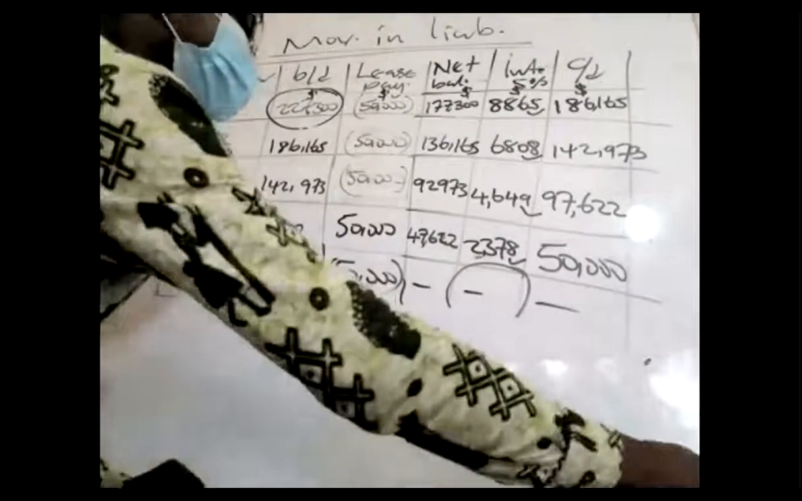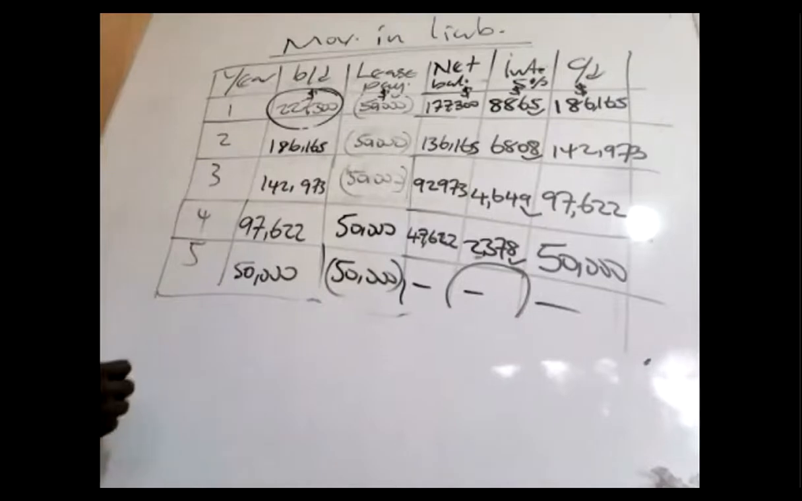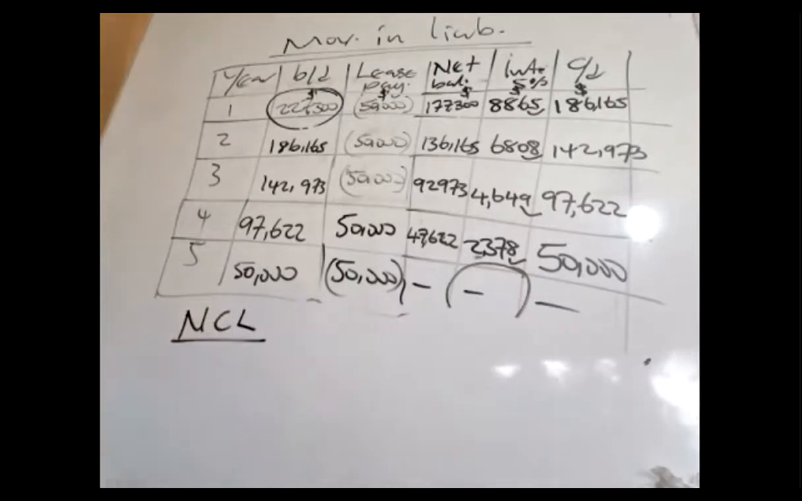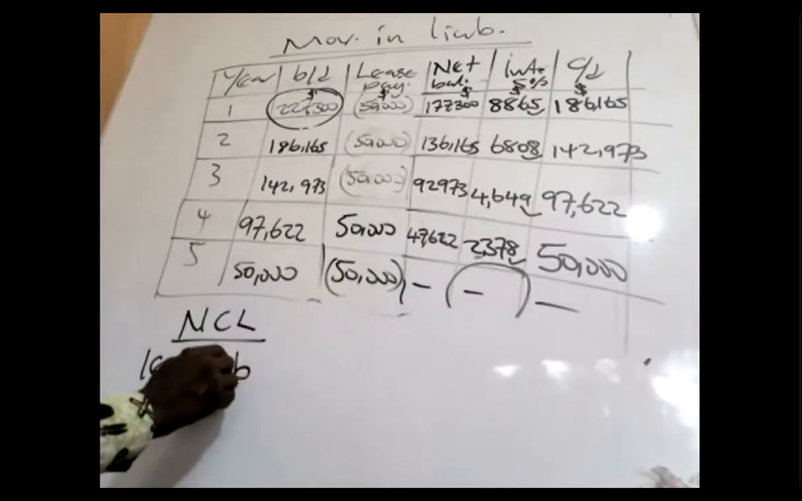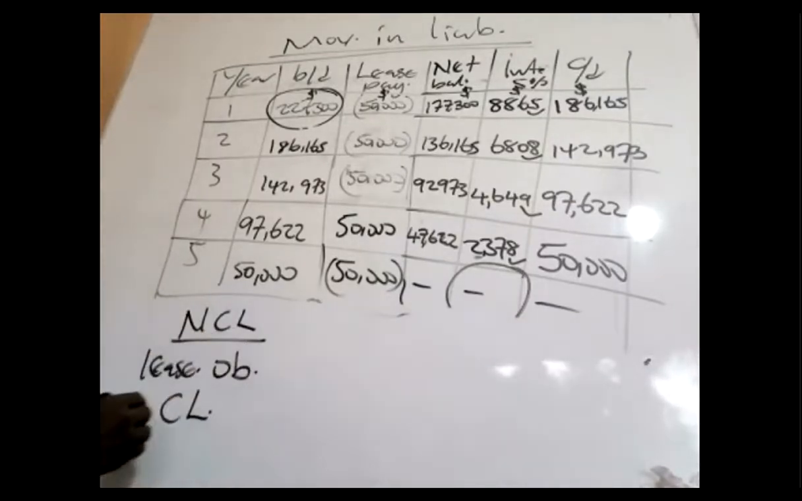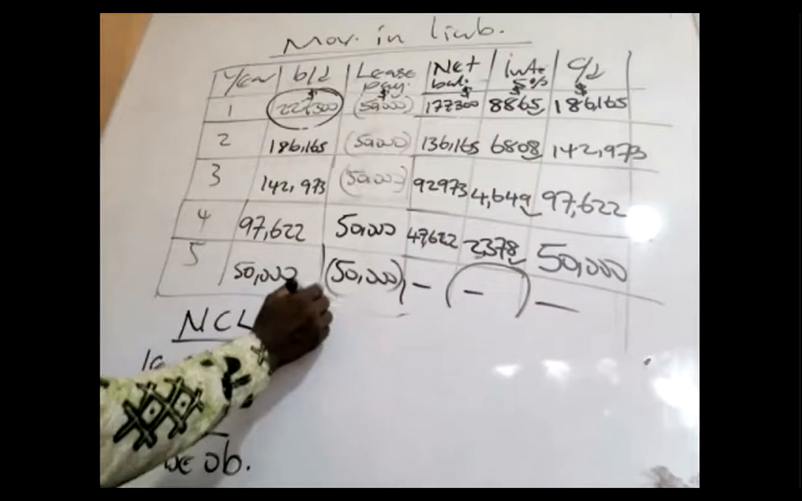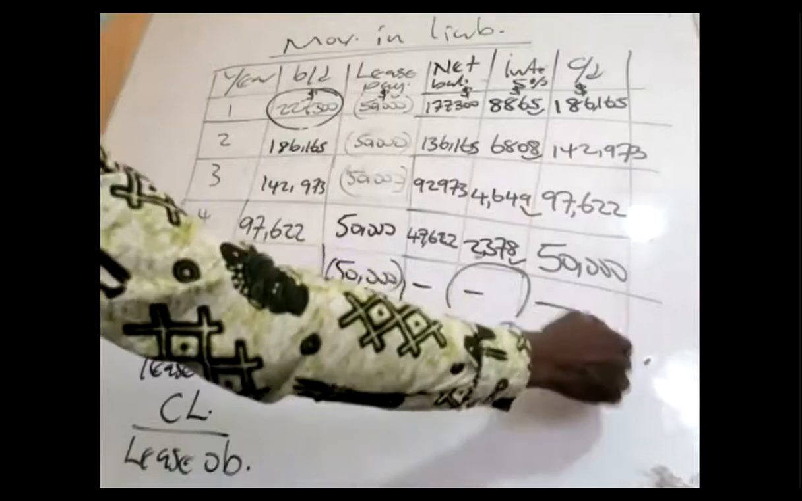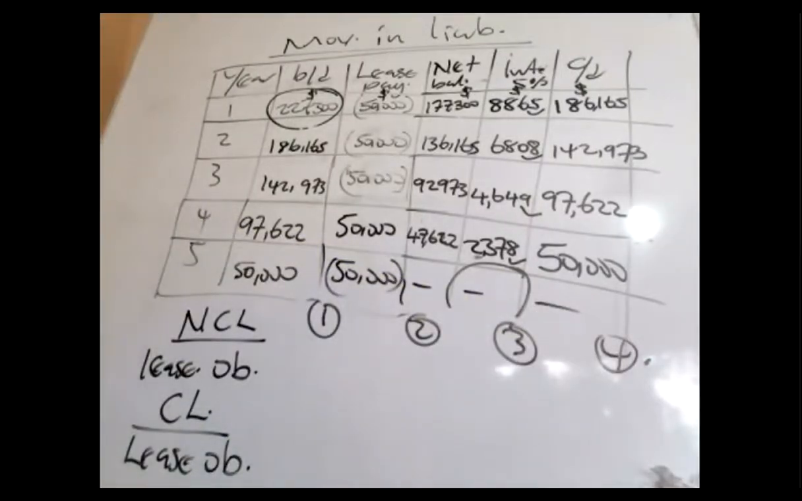I'll start from year 1. Tell me, under non-current liability, there must be a lease obligation. And under current liability, there must also be a lease obligation. Can you follow the rule? I'll do year 1 for you, and you do year 2. Then I'll do year 3, then you do year 4. Year 5, don't worry yourself, everything is 0, 0, 0, because in that final year you don't owe anybody. Let's do year 1.